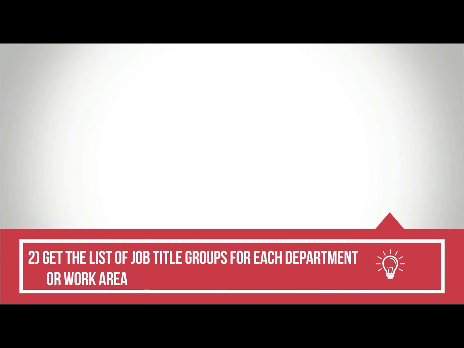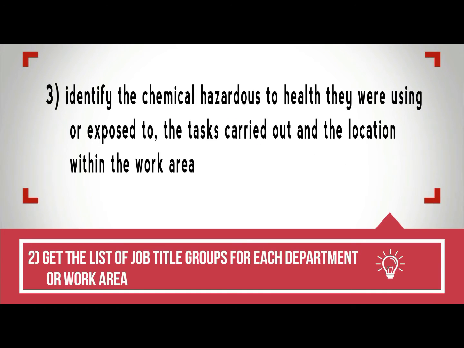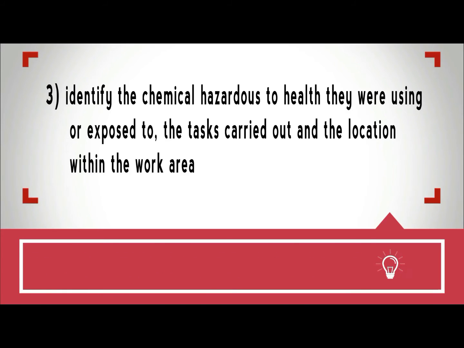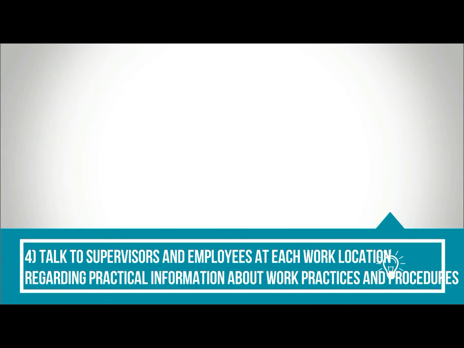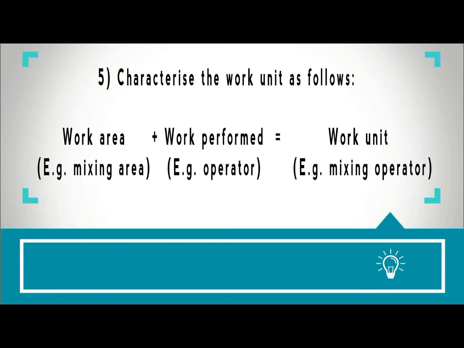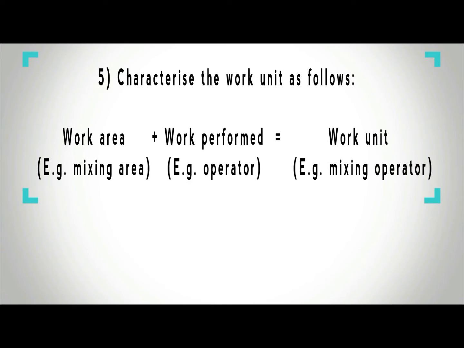Then, the second step is to get the list of job title groups for each department or work area, and from each job title group, identify the chemical hazardous to health they were using or exposed to, the task carried out and the location within the work area. Next, talk to supervisors and employees at each work location regarding practical information about work practices and procedures, and from that, characterize the work unit as follows.